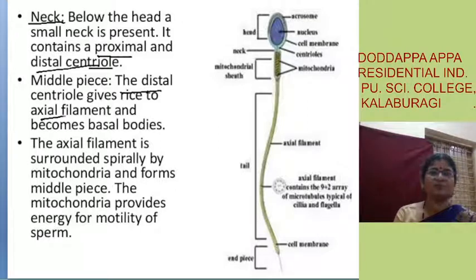It will give rise to a tail, and it will mainly give axial filament which is going to form the tail. Fine. Next, the axial filament is surrounded by mitochondria in the middle piece. What do you mean by axial filament? It is the core of the tail, you can say. Fine, it is formed from the distal centriole. So the mitochondria provide energy for the motility. Fine, mitochondria will provide energy for the motility of the sperm.